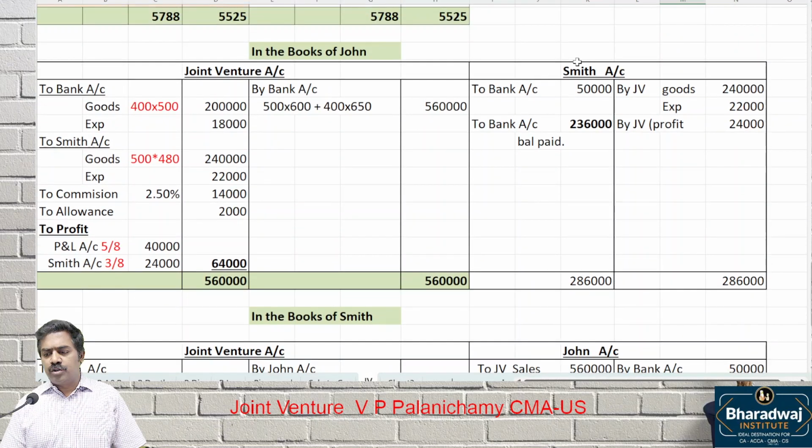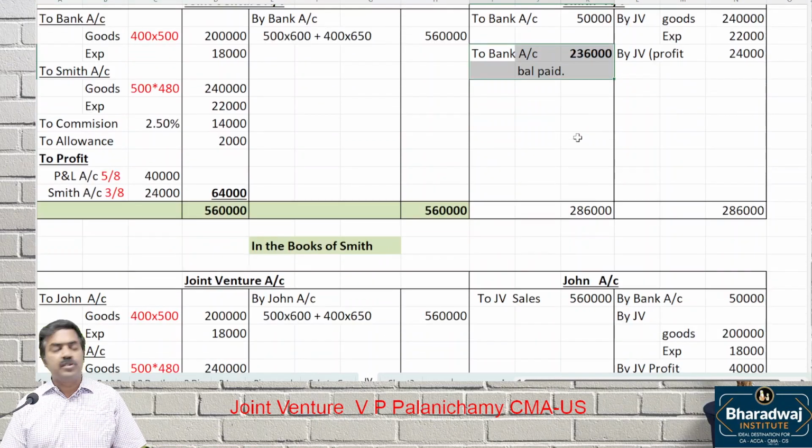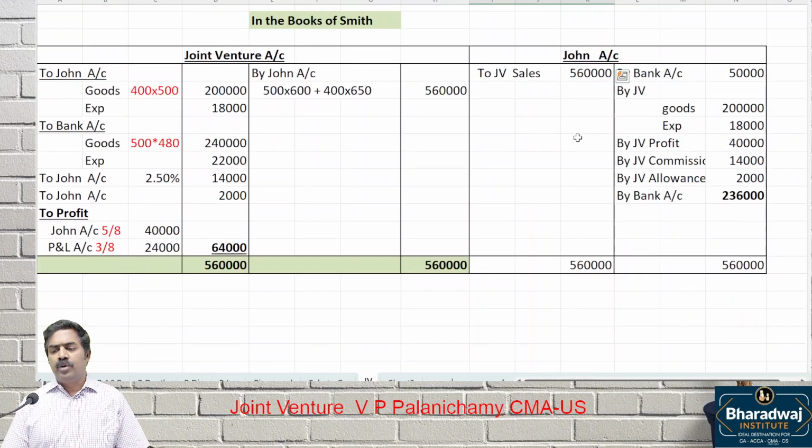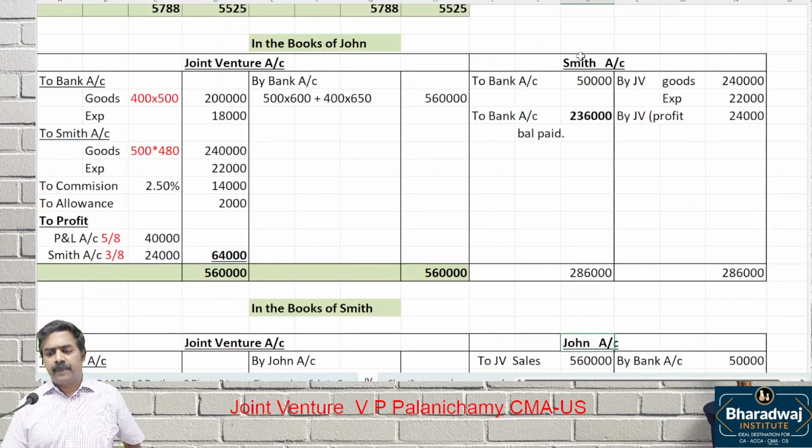Another Smith account debit to bank. We are paying. John is paying. What is the entry? Smith account debit to bank. Who's collecting? Smith is collecting the money. That's why bank account debit to which account? John account. Take it up.